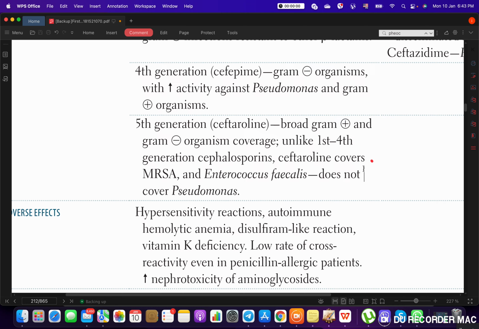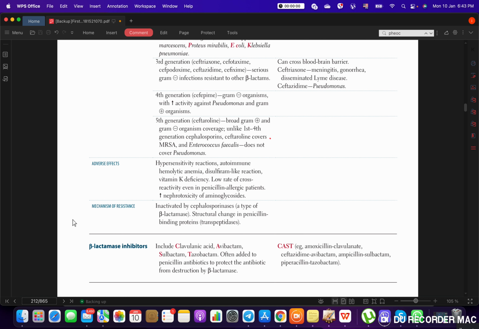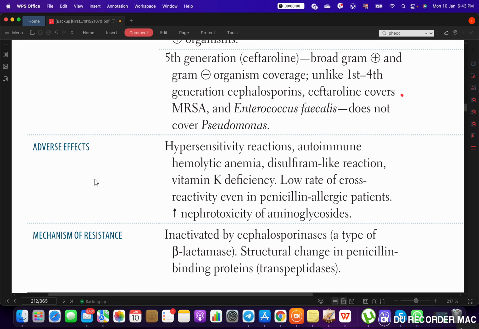So yeah, nice. Okay, the adverse effects of these drugs are like the other beta-lactam antibiotics. They can lead to hypersensitivity reaction. They can lead to autoimmune hemolytic anemia.